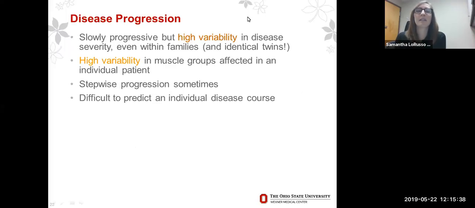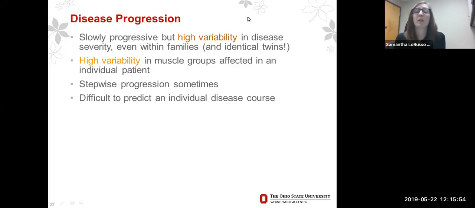As far as disease progression, we do consider this a slowly progressive disease, but there is a high variability, and I'll probably say this a couple times. So you can have high variability within families, and even there's been shown to be variability within identical twins.